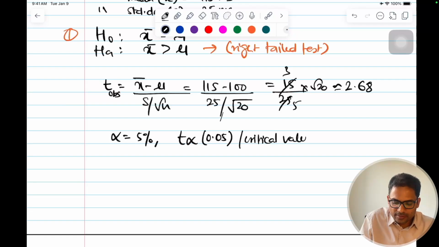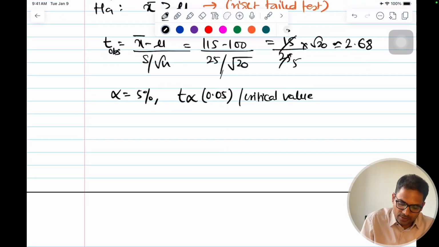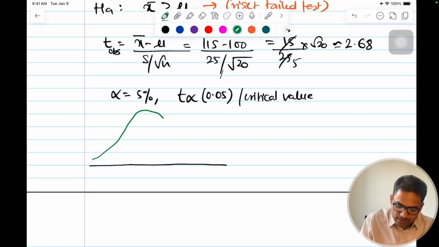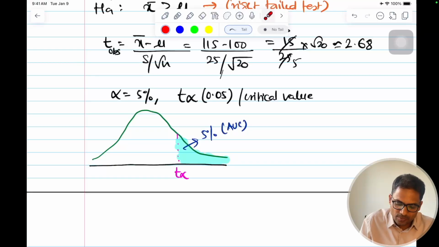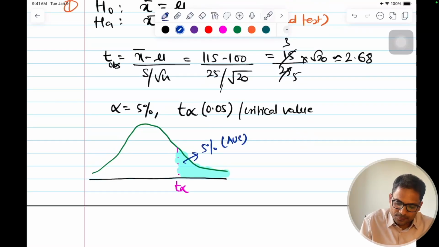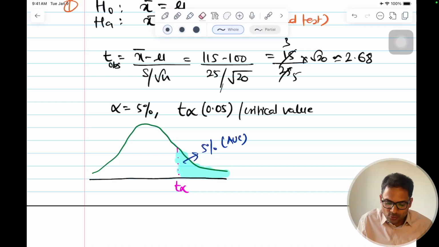Beyond this, if you remember the hypothesis testing video, right? So this is it. I have to determine what is my t alpha. Beyond this, my area under the curve will be 5%. So what is that value? We have found that t observed is 2.68 here. So whether my 2.68, sorry.